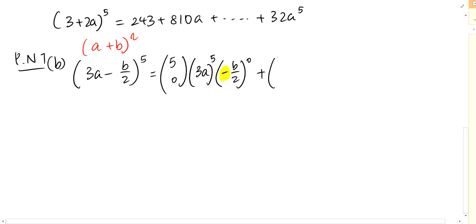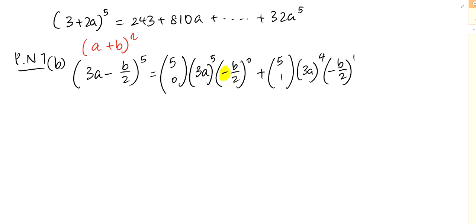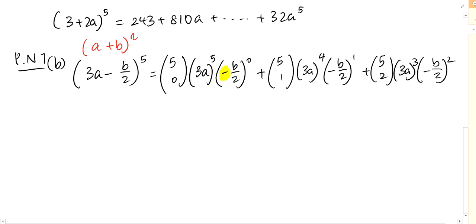Okay, second term. 5 choose 1. 3a power 4. Do I need to write negative? Yes. Okay, b over 2 power 1. Without working it out, can you tell me the second term, is it a positive or negative term? Negative. First term, positive or negative? Positive. Okay, so positive, negative. Let's look at the third term. 5 choose 2, 3a power 3, negative b over 2 squared. Positive or negative here? Positive. So positive, negative, positive. Why is the sign switching?